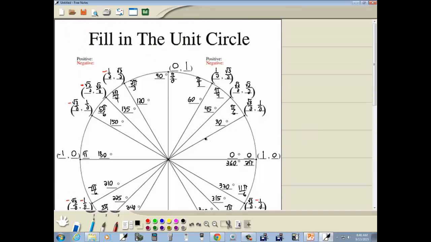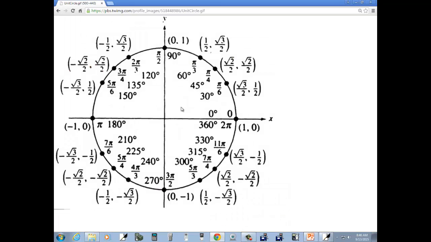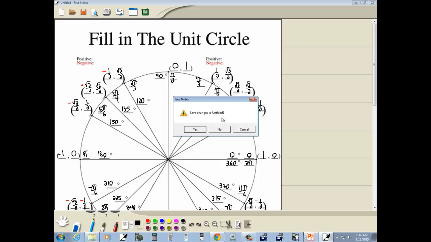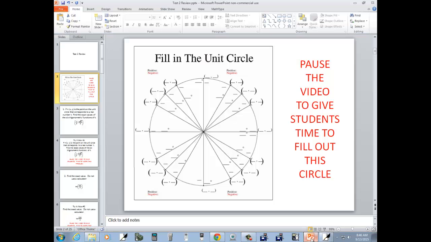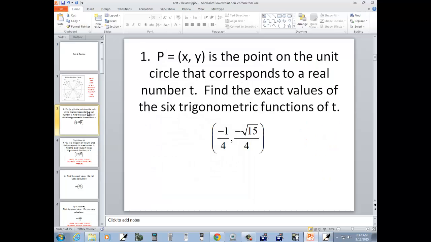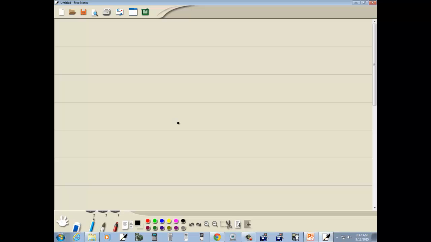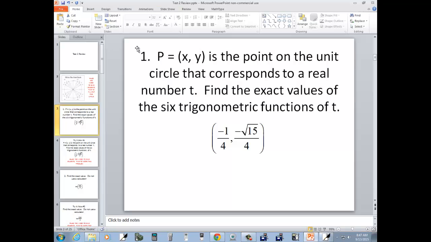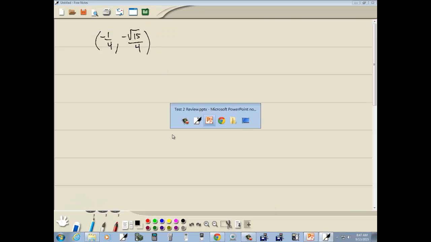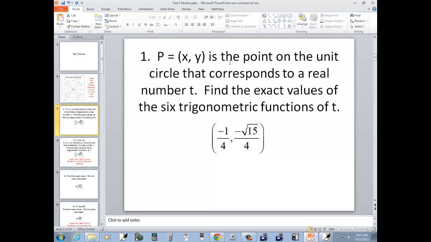Okay, now I'm gonna start a new page here because we're going to use one that I already have loaded. We'll use this in the problems because I need the space on my tablet. Okay, let's take a look at this example here. We got negative 1/4 and negative square root of 15 over 4. The instructions say that our point is on a unit circle and it corresponds to real number t. Find the exact values of the 6 trig functions of t.